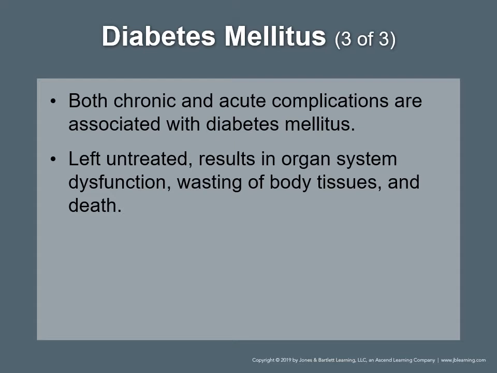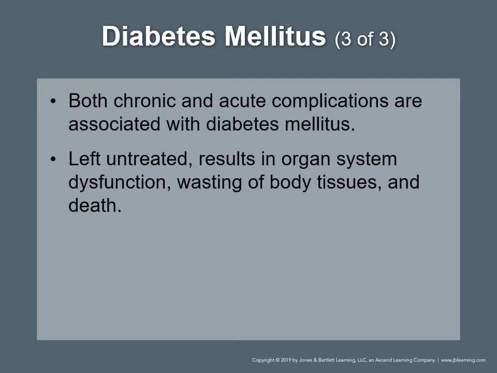Because of the widespread effects of diabetes on all systems of the body, any pre-existing condition will be more difficult to manage. Any kind of distress can have a negative effect on the patient and result in a 911 call. Both chronic and acute complications are associated with diabetes mellitus. Left untreated, diabetes results in organ system dysfunction and wasting of body tissues and even death.